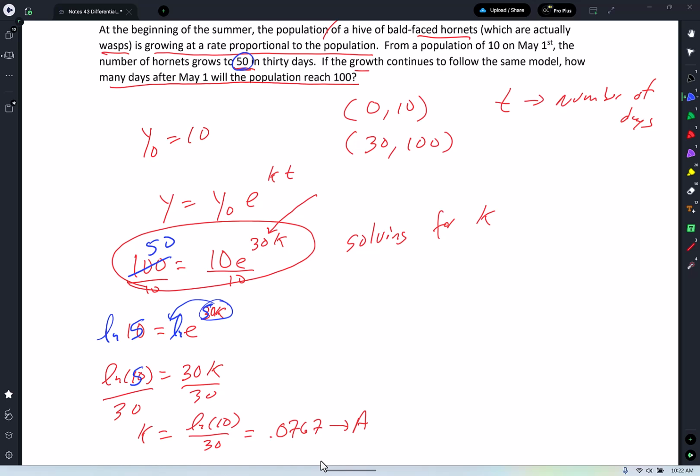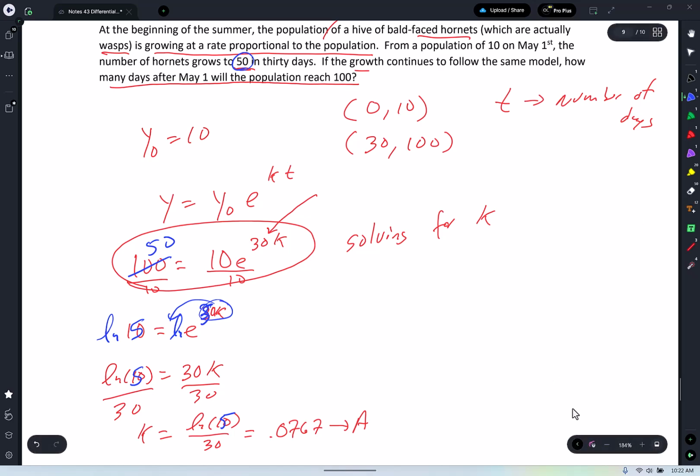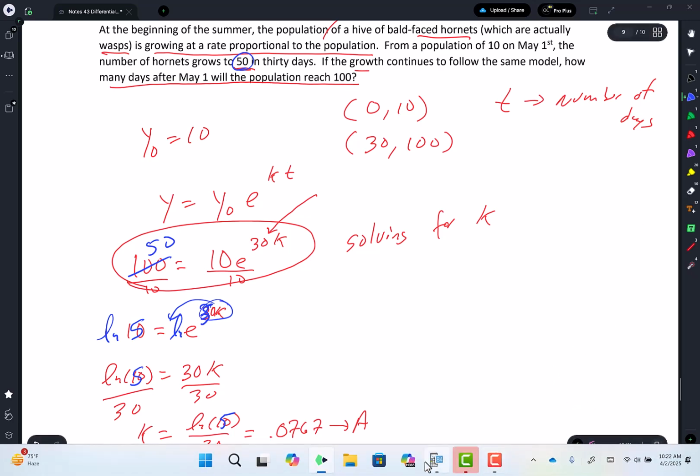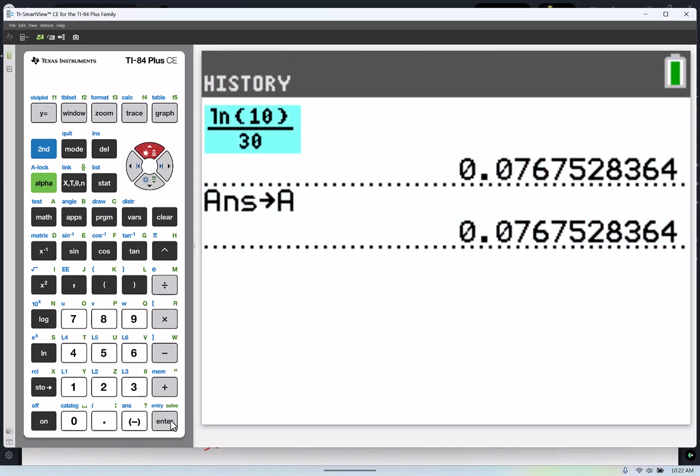No, the number of hornets grows to 50. Oh yeah, that's fine. That's still 30. Okay, thank you. I was about to kill this equation. All right, stop. All right, here we go. No harm done. Change the 10 to a 5 up here.